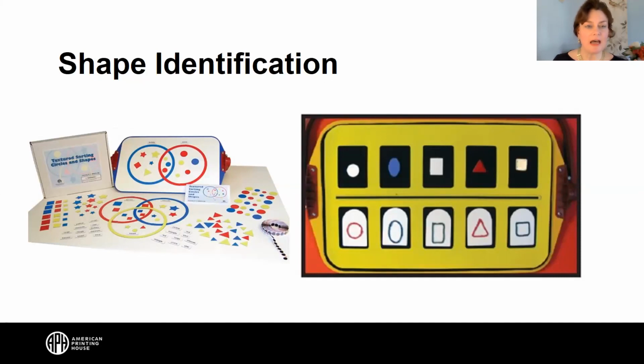And next to that is our sorting circles and shapes kit, which is probably the worst name for a product, it's so long, but it does offer a variety of shapes and different textures and sizes and colors, obviously, and allows for even more complex things such as Venn diagram construction. So those are 2 products that you can use for shape identification.